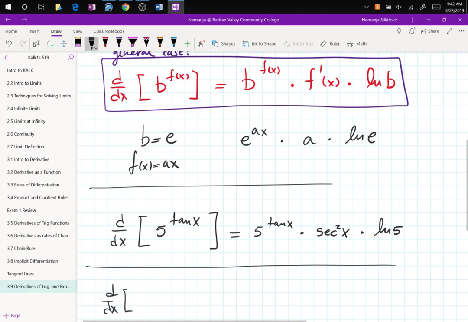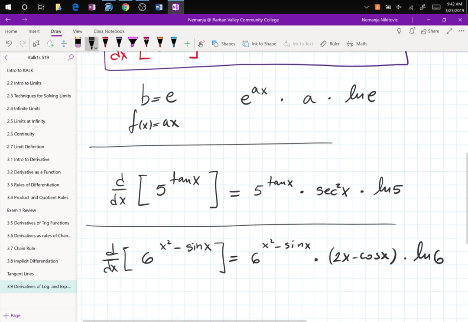So d dx of 6 to the x squared minus sine x. Your f of x is x squared minus sine x, and your b is 6. So you copy the same thing, times the derivative of the exponent, which is 2x minus cosine x, times ln of the base, ln 6, and you're done.